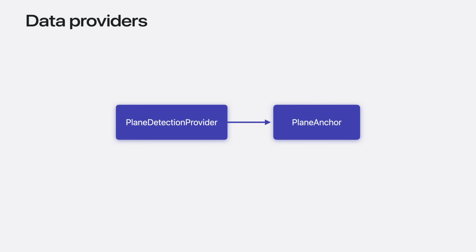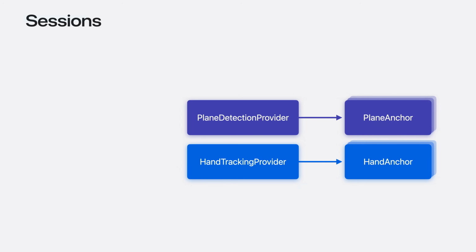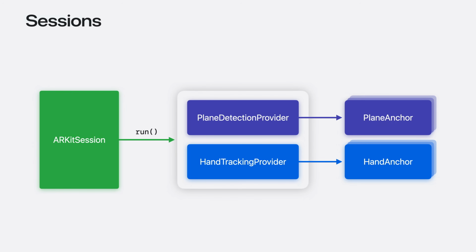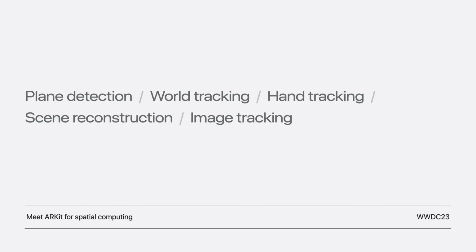ARKit will deliver anchors to your app through data providers. A data provider is the interface for configuring an individual ARKit feature and receiving its data. The plane detection provider is the interface for receiving plane anchors. You can run an ARKit session by supplying a set of data providers that you want to use together in your experience. If you're new to ARKit's APIs or would like more context, I highly recommend watching last year's session, Meet ARKit for Spatial Computing.